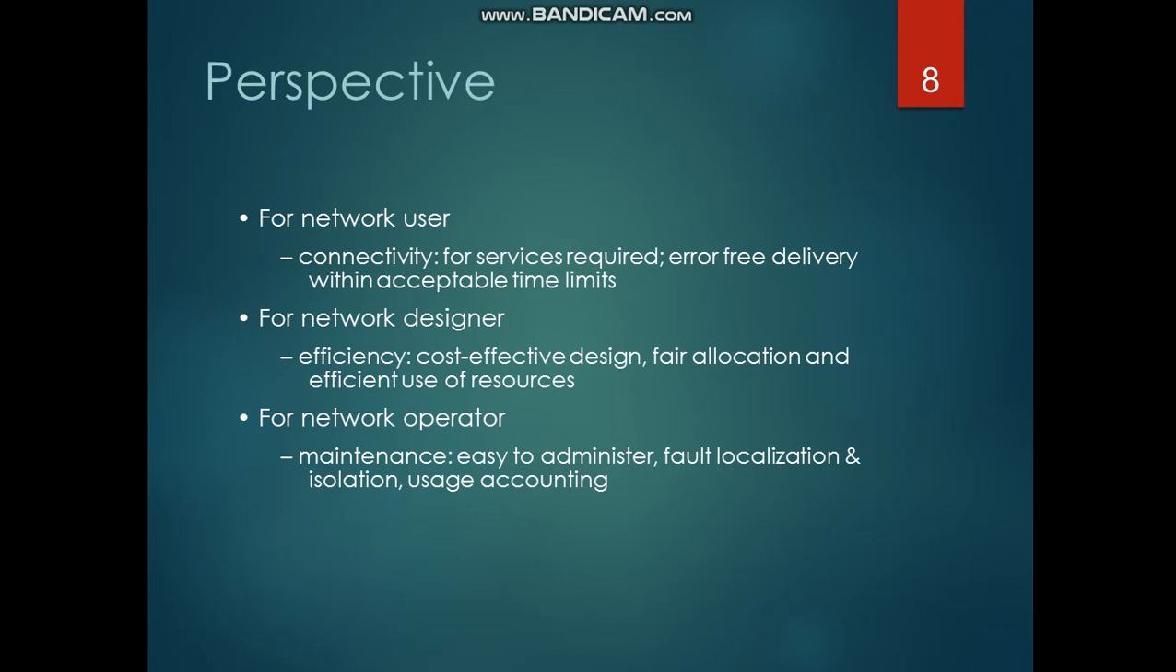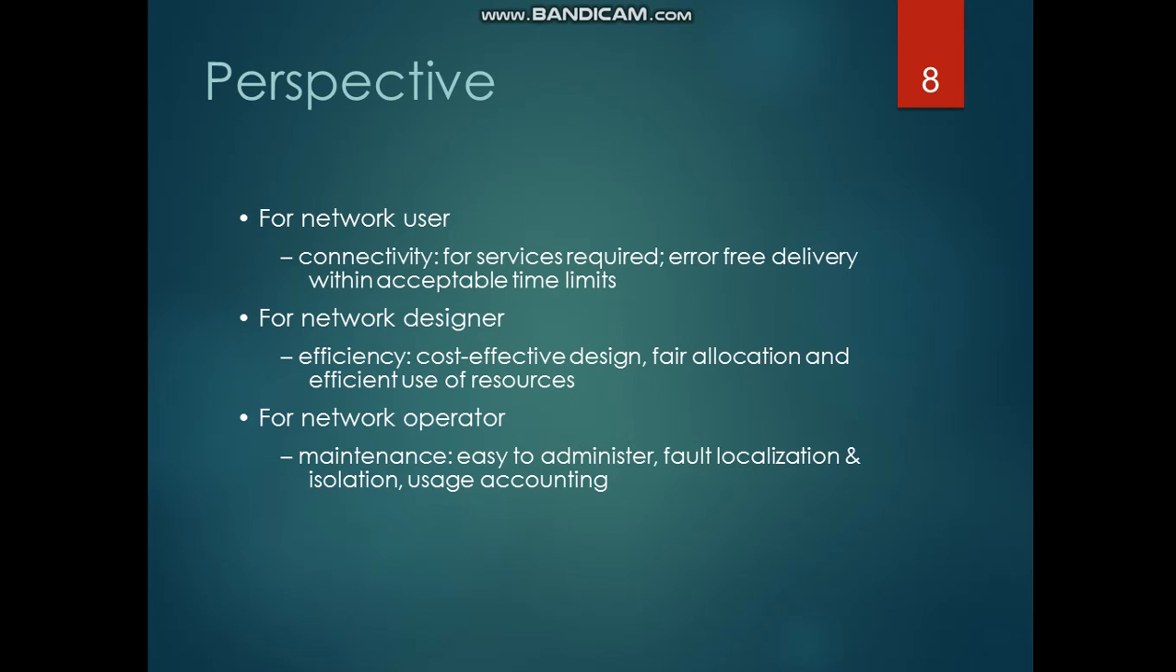Next thing is perspective. Every human, every user, every consumer, every applicant who is using a network will have its own perspective. These perspectives can be categorized into 3 categories: a network user perspective, network designer perspective, and network operator perspective. So when we talk about the network user, what he demands is connectivity. For any services required, he wants error-free delivery within acceptable time limits. For a network designer, we need efficiency. The designer wants a cost-effective design, fair allocation, and efficient use of resources.